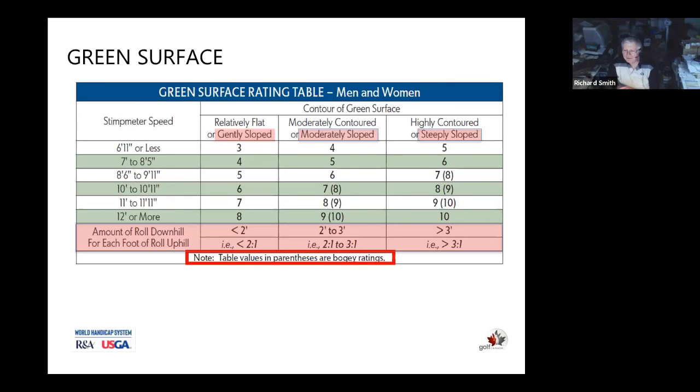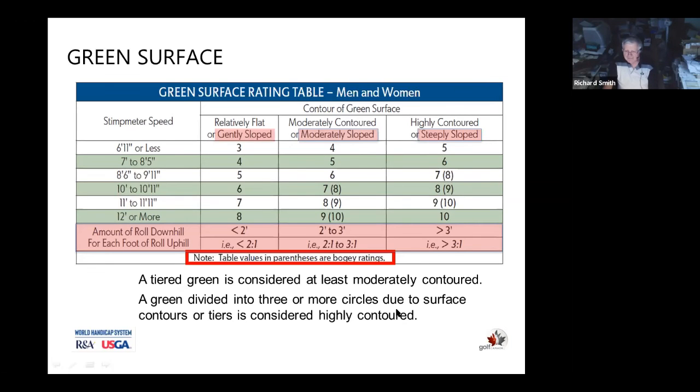In the ones where you have two values, one in parentheses, the first one is the scratch, and the one in parentheses is the bogey rating. On the faster ones, they separate out at the moderate or steeply sloped ranges. Another note here, if the green is tiered, as we discussed earlier, then it's considered to be at least moderately contoured. And a green divided into 3 or more circles due to surface contours or tiers is considered to be highly contoured.